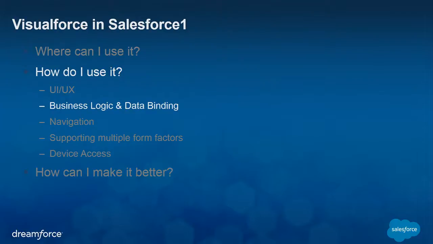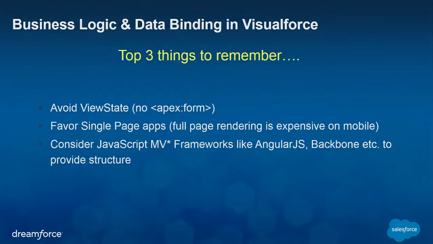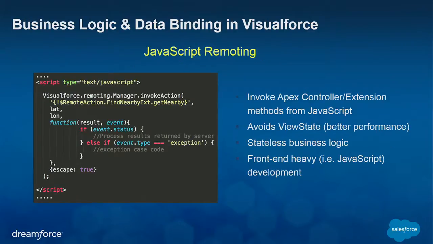All right, so the business logic and data binding. Three things to remember. Avoid view state. If you don't know what view state is, count your blessings. But you want to avoid it if at all possible, and you can do that with a couple of things. We'll see that. And then use JavaScript frameworks like Angular, Backbone to provide the structure. Again, you're looking to leverage that model view controller environment and take advantage of the capabilities built into these libraries.